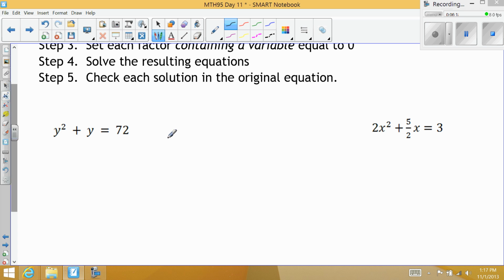A couple more. Why don't I let you try this one first? I'll pause, and then we'll compare.